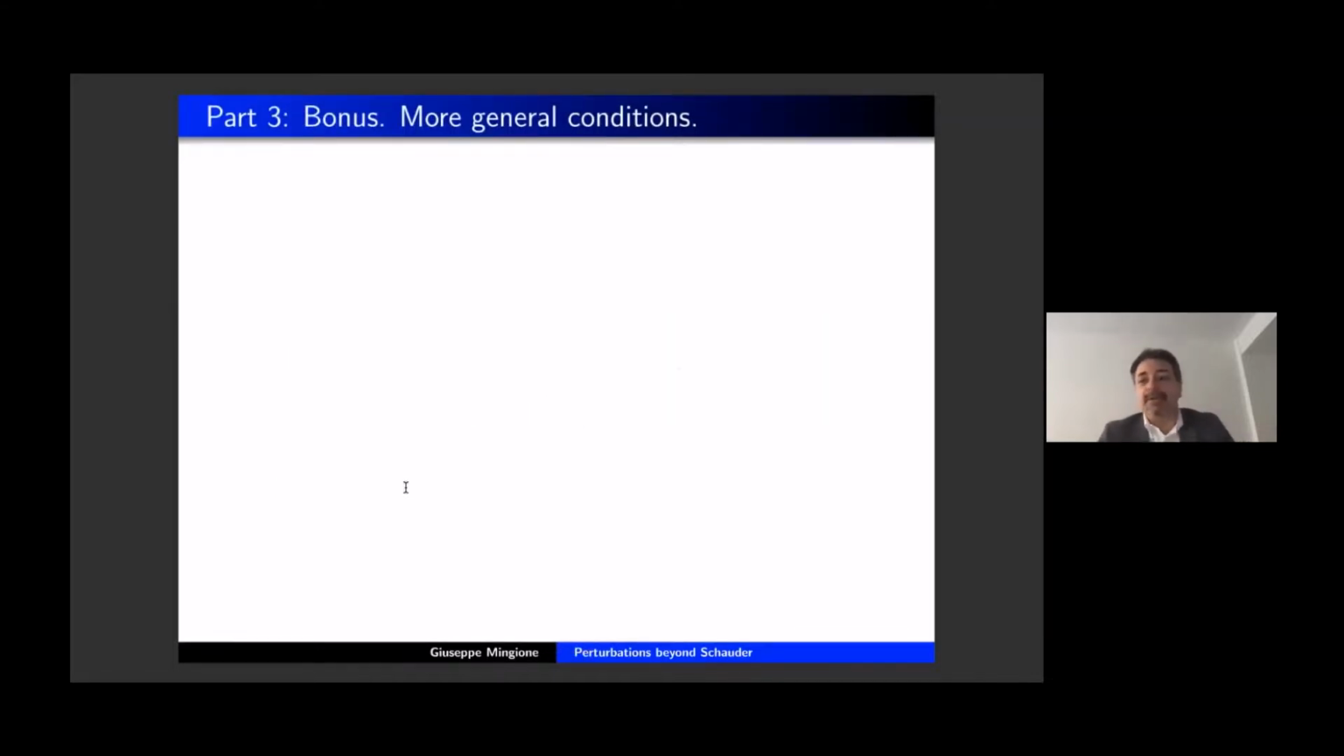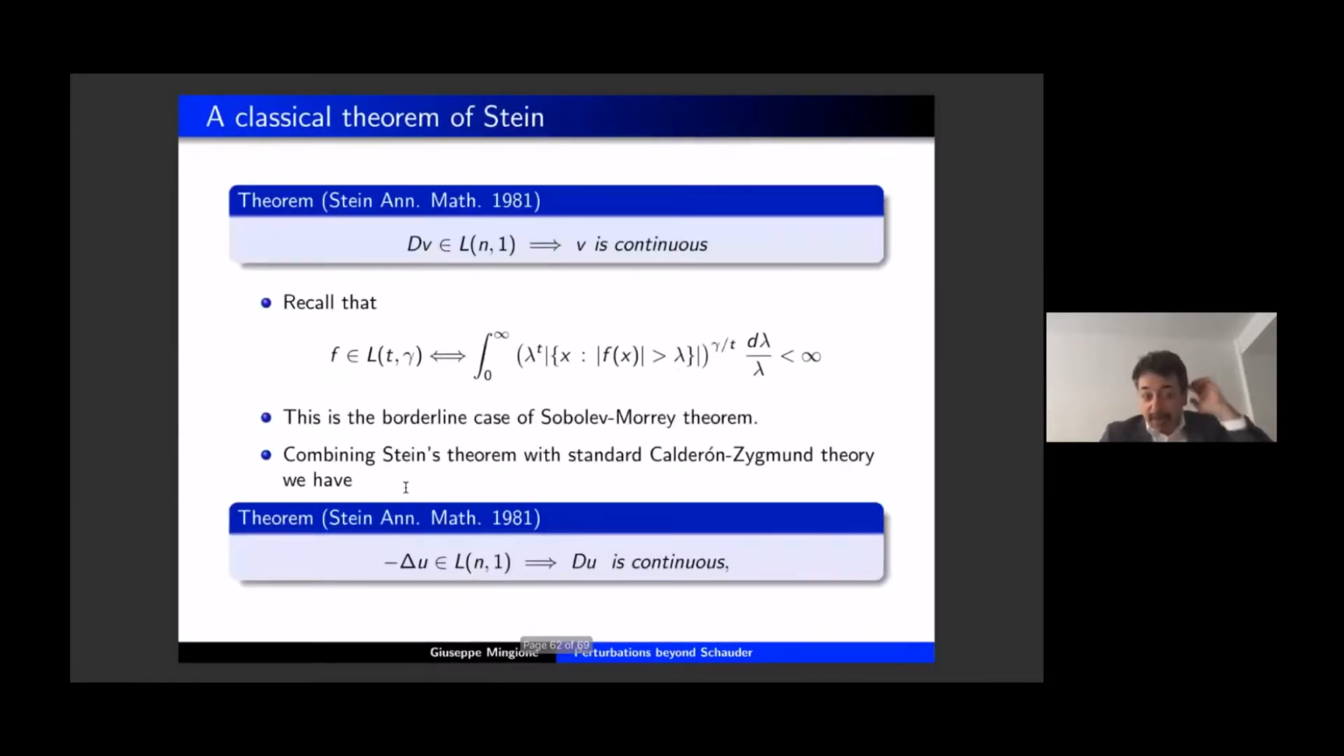Now, finally, a bonus section, because this is a seminar given, this is the Prague seminar, and in Prague there is an extremely strong function spaces school. Okay, it's just an extension of Schauder theory to borderline cases in a few situations. Okay, this is a classical Stein's theorem.